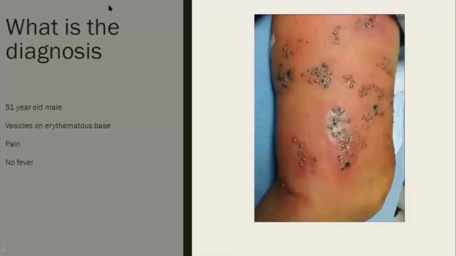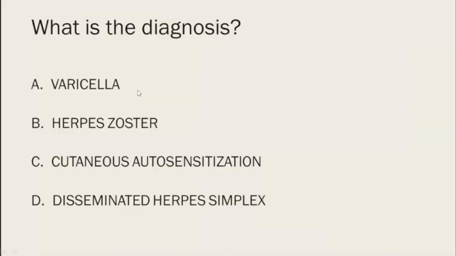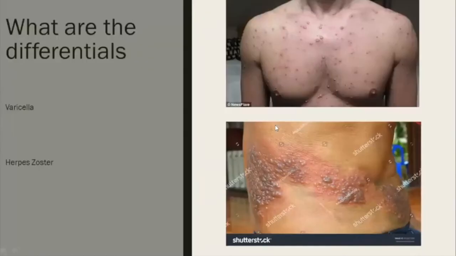So this is the second case of a 51-year-old male with vesicles on an erythematous base associated with pain, but there's no fever. So what is the diagnosis? So, varicella ang choices pala, no? Anyway, nandun na siya. So, okay. So, yung tamang sagot nga natin is herpes zoster, no?